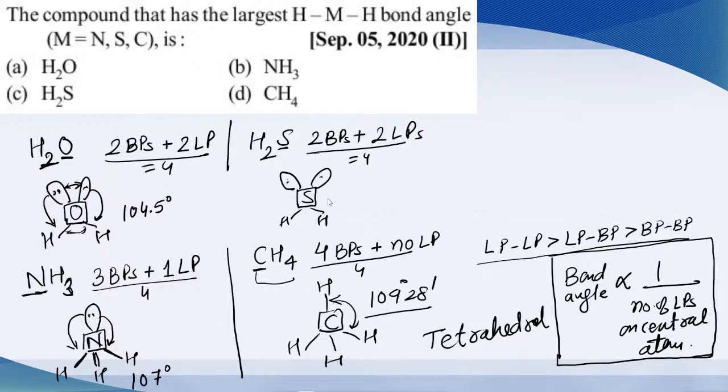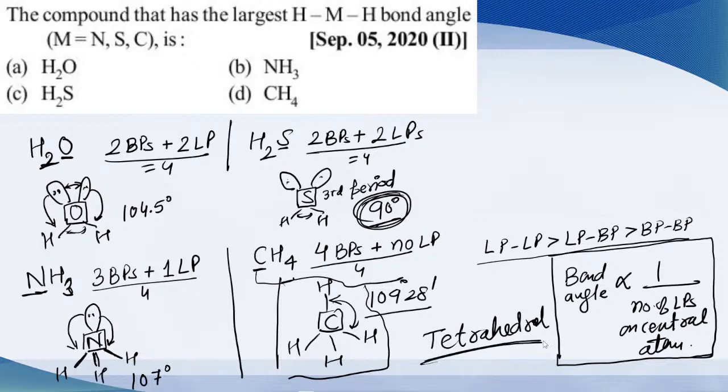In H2S, sulfur belongs to the third period, so compared to H2O its angle is very, very less. I will send you a video of Bent's rule. For sulfur and phosphorus, the angle is almost 90 degrees. In H2S it is around 92 degrees, very close to 90, which means p orbitals are used for bonding. But keep in mind, there is no lone pair in methane, that's why its angle is largest. So D option is correct.